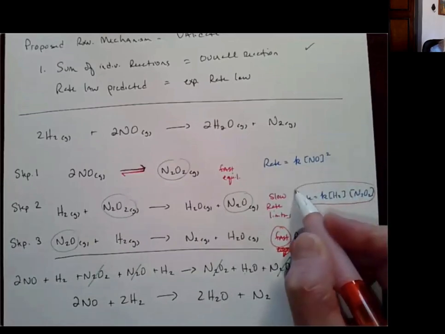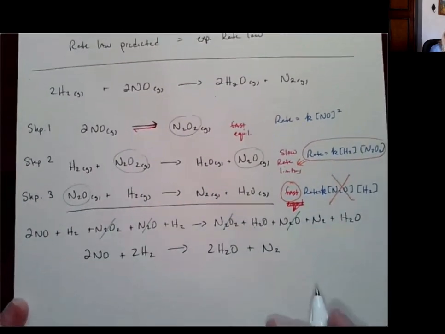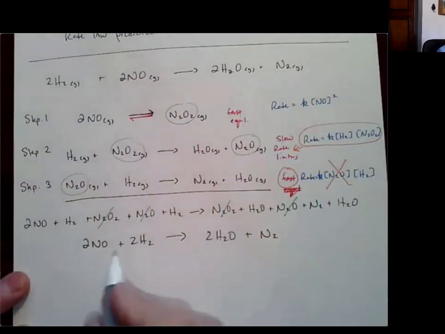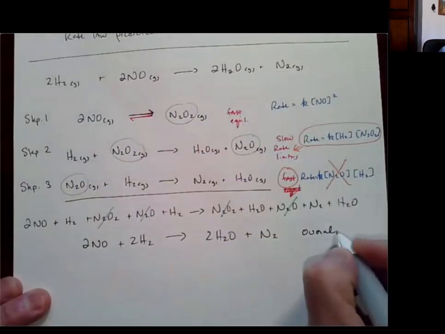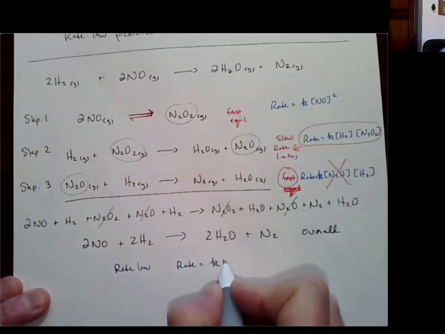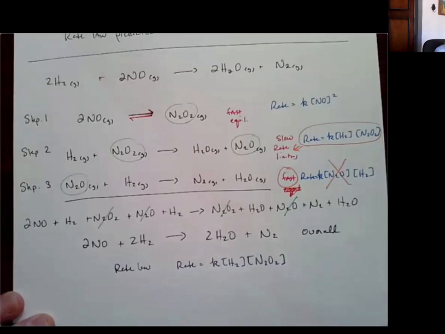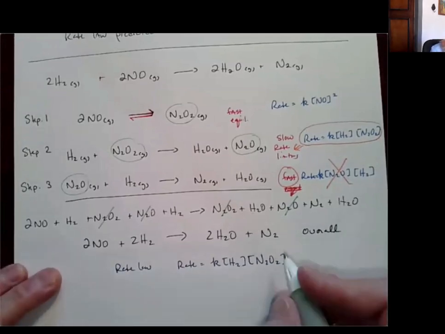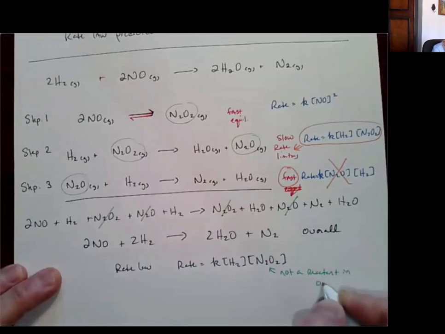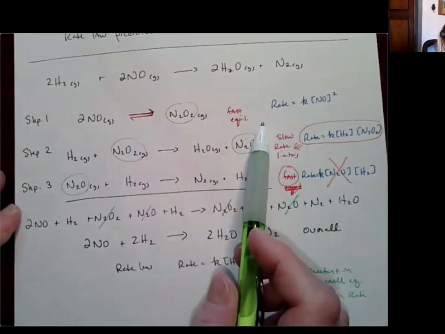This is my rate that's going to affect the overall reaction, because that's my slow step, my rate limiting step. So if I pull that down here, I have this overall reaction, and this is my rate law based on the slow step up here. That means my rate equals k times the concentration of hydrogen and the concentration of N2O2. But what do you see up here? N2O2 is not a reactant in the overall equation, so I can't leave it in the rate law. So I have to get rid of N2O2. Can I just delete it? I can't. But what I know about N2O2 is going to come from up here.